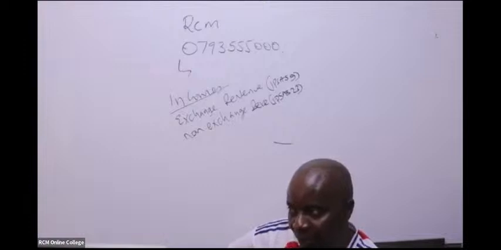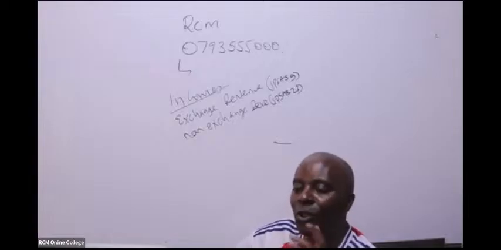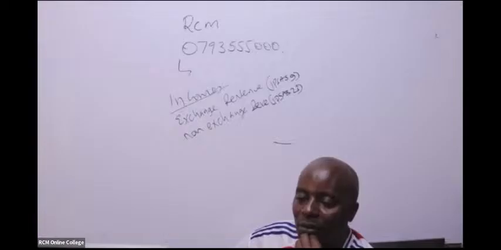Like, for example, you guys are paying fees to RCM. Assuming RCM, ladies and gentlemen, was an NGO, then the fees you pay would be accounted for under IPSAS 9. Because IPSAS 9 is where we talk about revenue from exchange. Because you have paid us fees, we have taught you. So it's revenue from exchange.